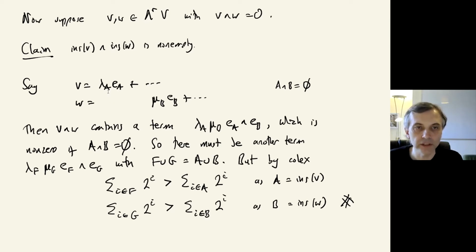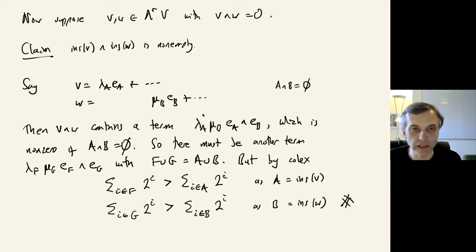So λ_A E_A, so E_A is the earliest basis vector with a non-zero coefficient, and then E_B for W is the earliest basis element with a non-zero coefficient. So the initial set of V is A, the initial set of W is B. And let's suppose that A and B are disjoint. Okay, so I'll just show then that V wedge W is non-zero.